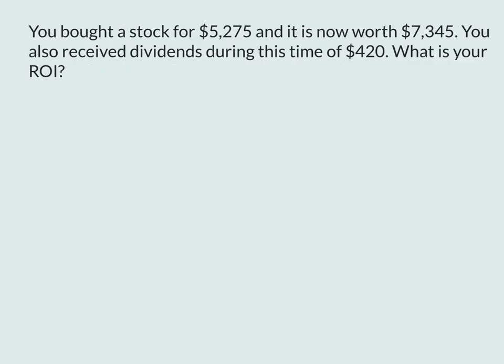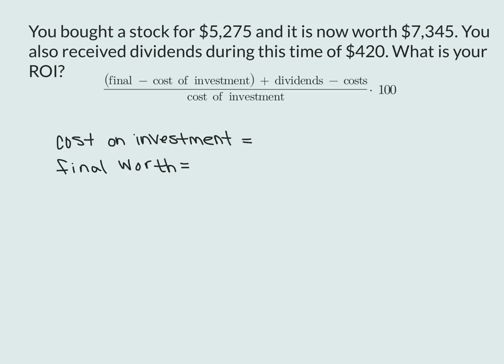You bought a stock for $5,275 and it is now worth $7,345. You also received dividends during this time of $420. What is your return on investment? We'll use the formula for computing the return on investment.